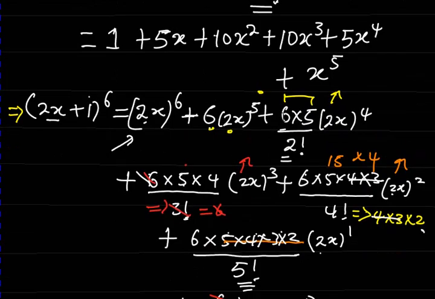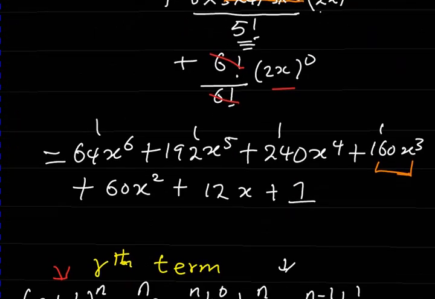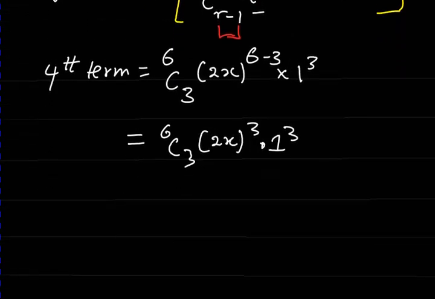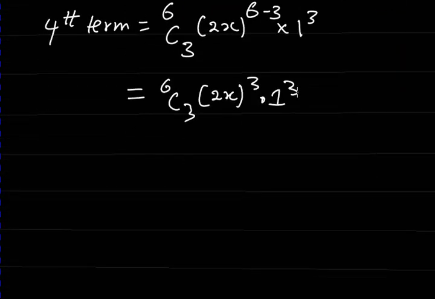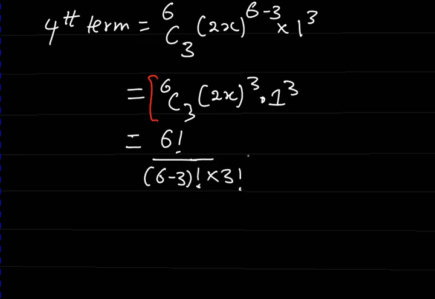Yes, that's exactly what it is. In this case I wrote it in terms of combination, so it's just for you to evaluate it. Of course, you know what this combination is: 6 combination 3 is 6 factorial divided by (6 minus 3) factorial times 3 factorial. Then of course 2x raised to the power of 3, then multiplied by 1.